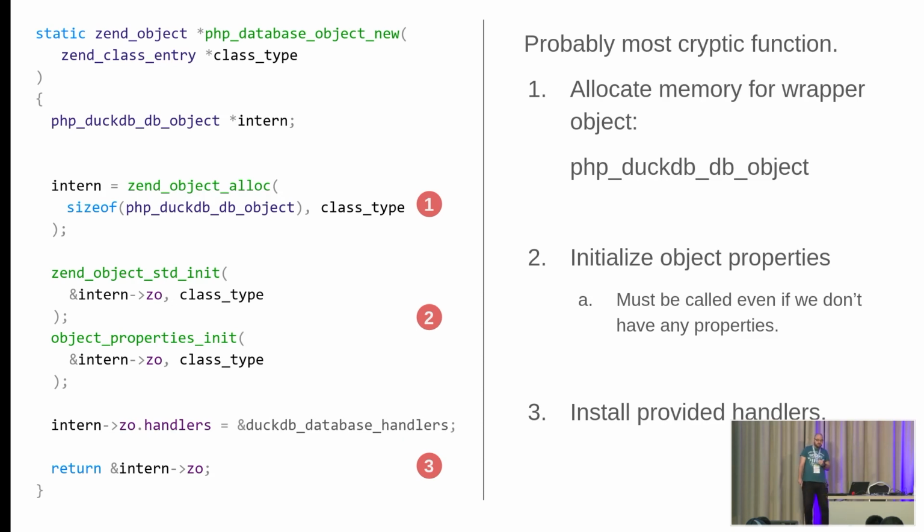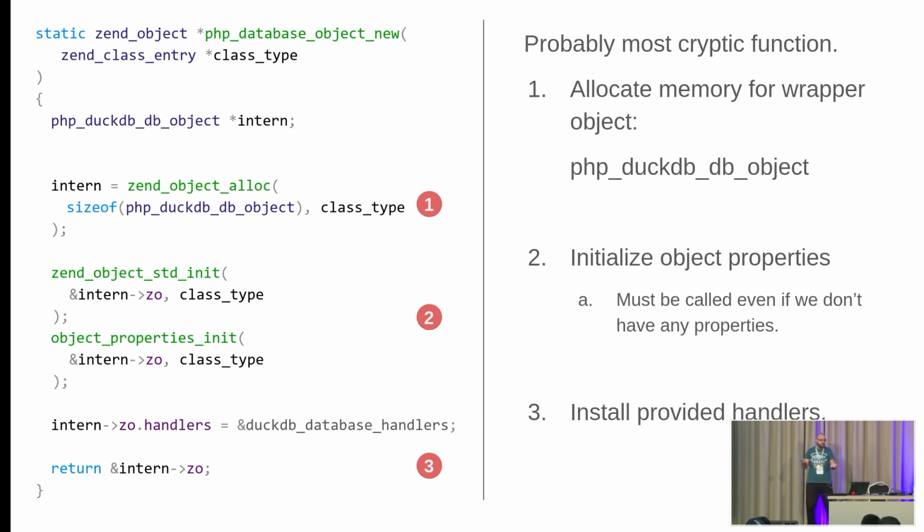The php_database_object_new function is probably the most cryptic one. The main purpose of it is to allocate the memory for the wrapper object. This is something very special, because what we actually try to do in our extension is to have a PHP class, and inside this PHP class we want to have a DuckDB structure, which represents actually the database object. So for this we need to do this shenanigans.